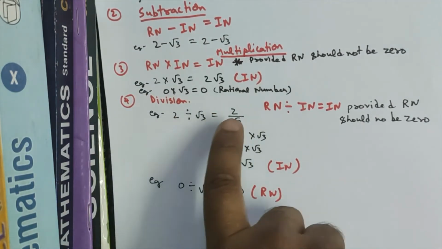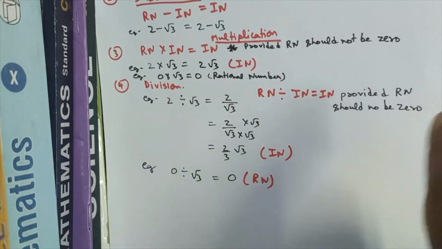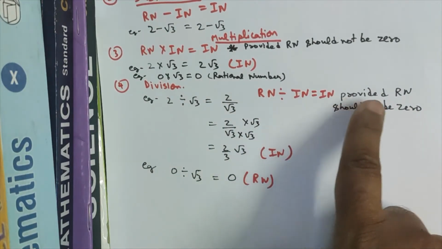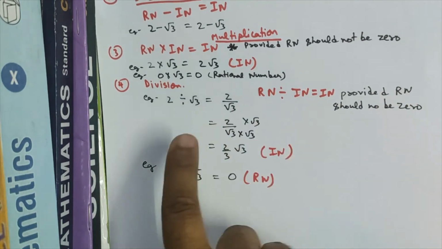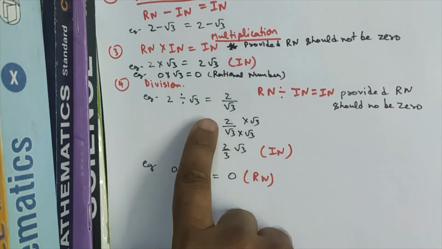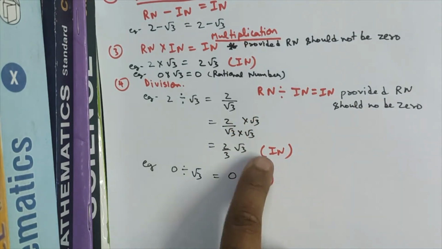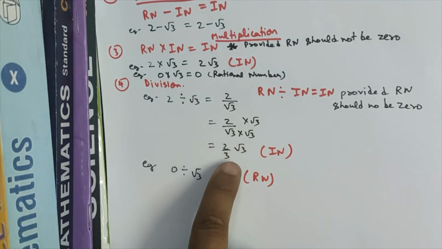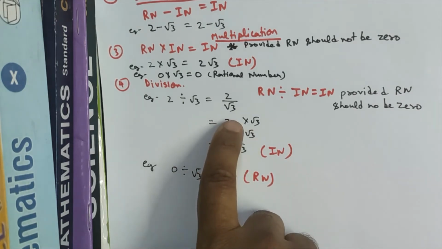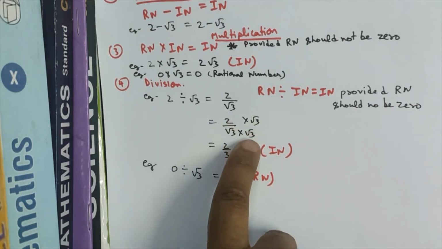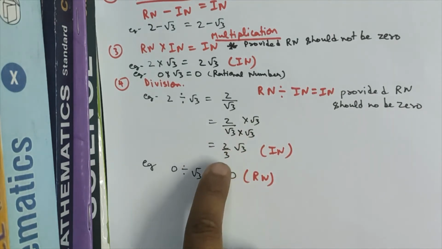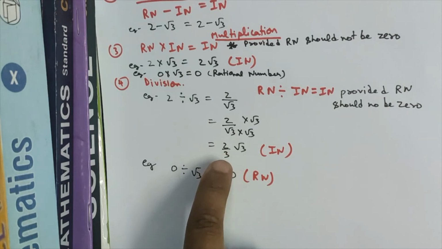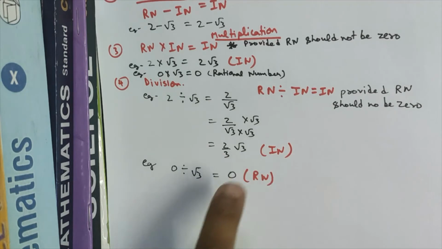Next is division. In the case of division also, a rational number divided by an irrational number will be irrational, provided the rational number is not 0. First example, 2 divided by root 3, that is 2 upon root 3, is an irrational number. This denominator contains an irrational number, so we can rationalize the denominator. How can we rationalize? We will multiply by root 3 in the numerator and denominator. Root 3 into root 3 will be equal to 3, and in the numerator we get 2 root 3. So 2 root 3 by 3 will be an irrational number.